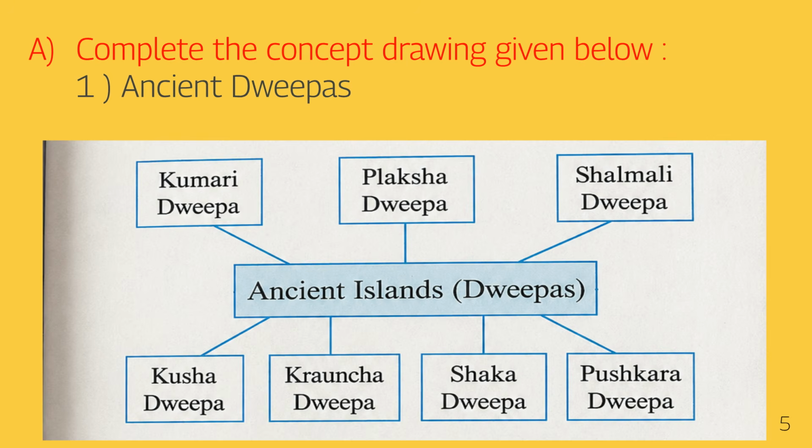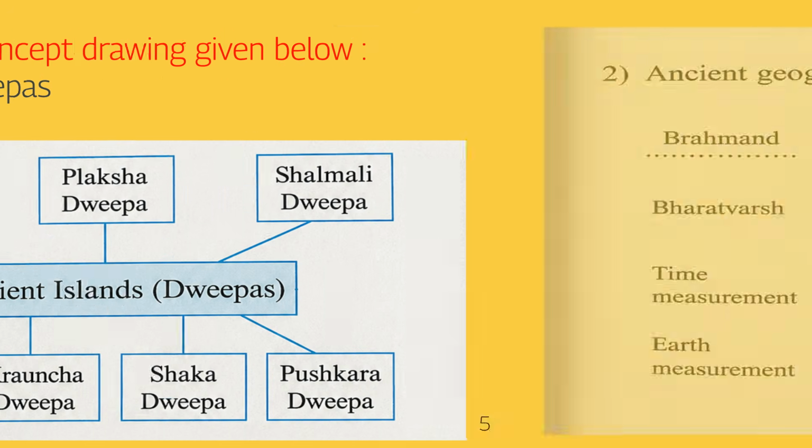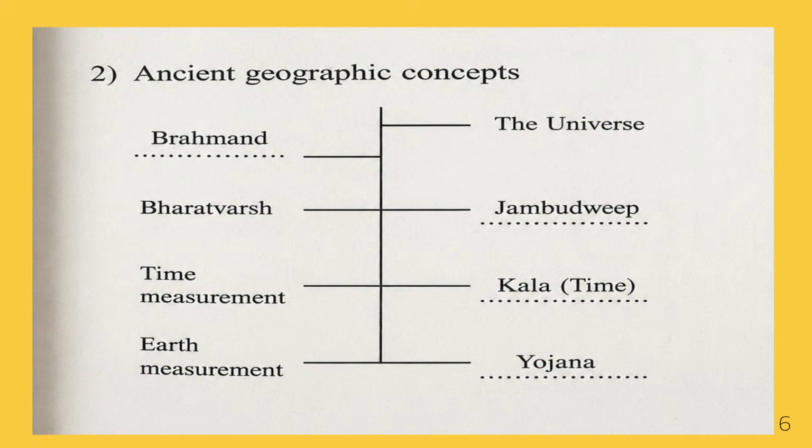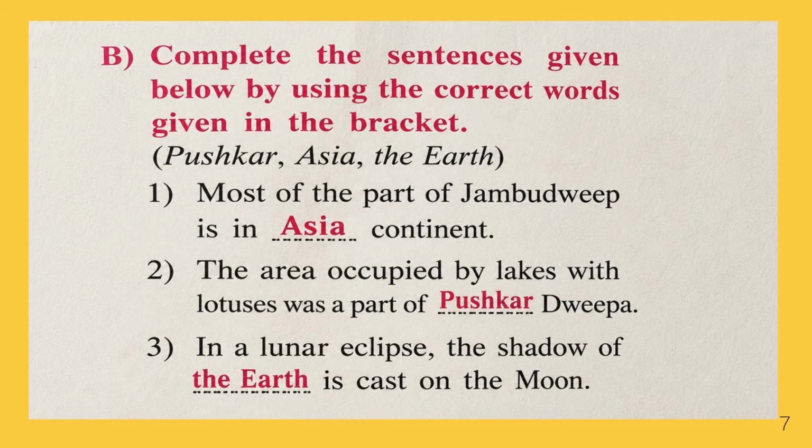This concept map illustrates the ancient dweepas or islands, including Kumari, Plaksha, Shalmali, Kusha, Krancha, Shaka, and Pushkara. Here, we explore ancient geographic concepts, mapping terms like Brahman to the universe, Bharatvarsh to Jambudweep, and traditional measurements for time and space. Let's complete these sentences.